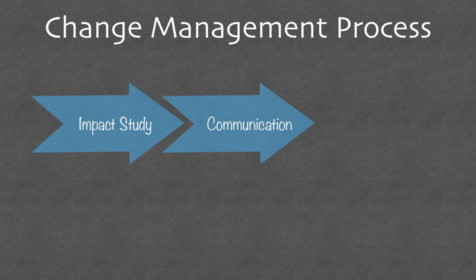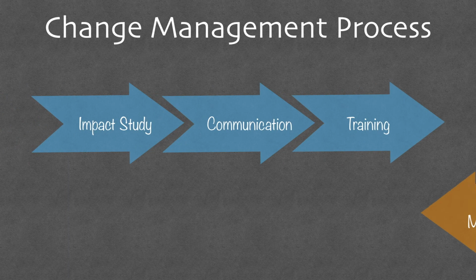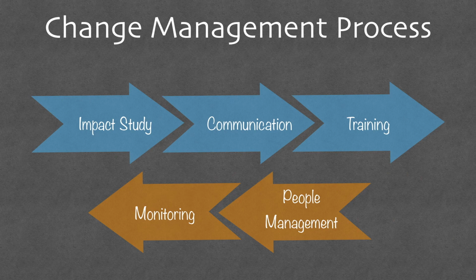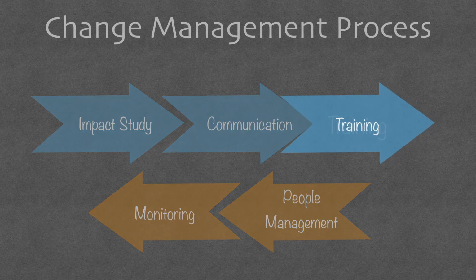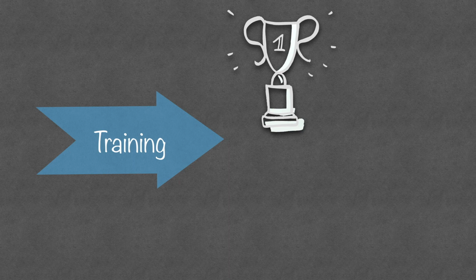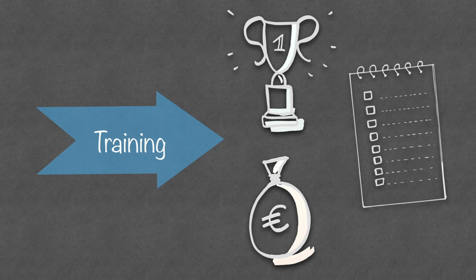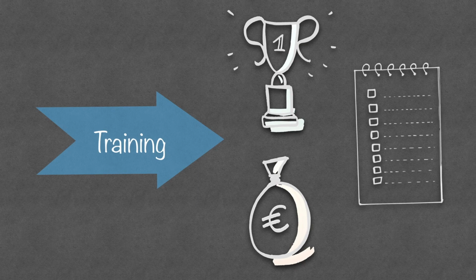First of all, to help you position training in a change project, remember that change management can be divided into two phases. A support phase consisting of impact study, communication and training, then a second phase which includes the management of people and resistance as well as the monitoring of the change. Training is one of the major levers of change management, and it is also the most expensive. This video aims to propose an efficient methodology to build a training plan and allocate the right budget to the right place.